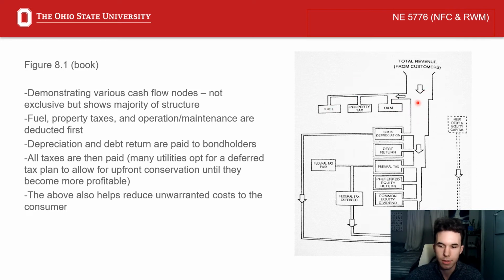After that, the remainder of the cash is separated amongst a variety of nodes, those being notably debt returns, federal taxes. You're paying off your investors who are invested in your stocks and your bonds. And after all of that has been processed, then you have your net profit. And all of this on the left side sort of summarizes that.